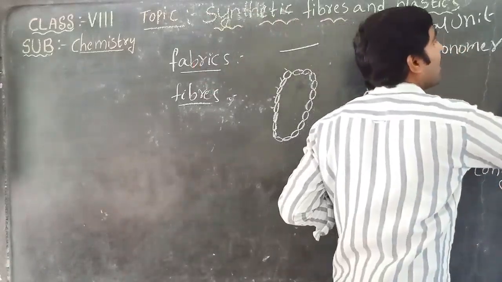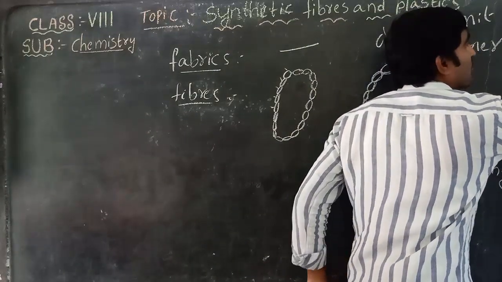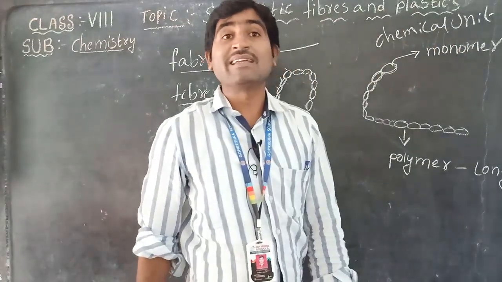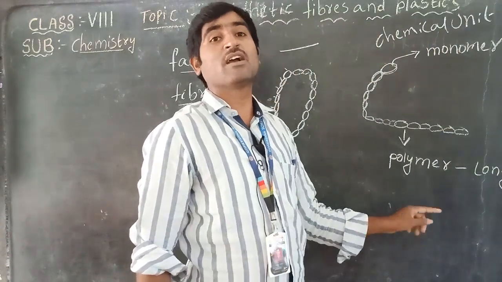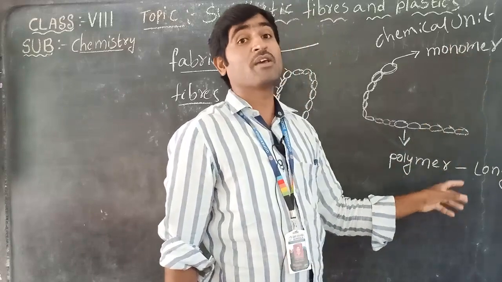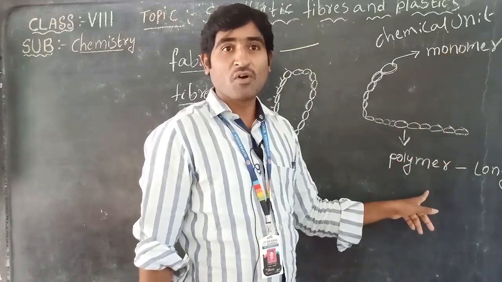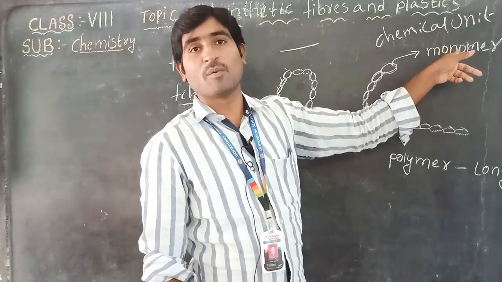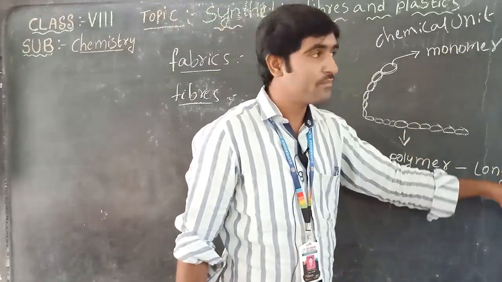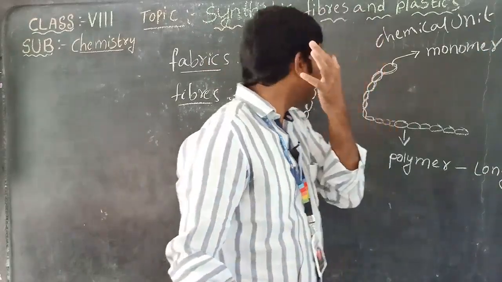Monomer means a small unit present in a long chain. A small unit present in a long chain in the making of polymer is called monomer. A long chain formed by the joining of monomers is called polymer. Don't get confused, children. Polymer is a long chain. Monomer is a small unit.